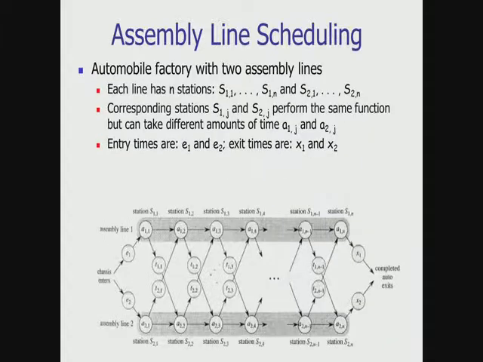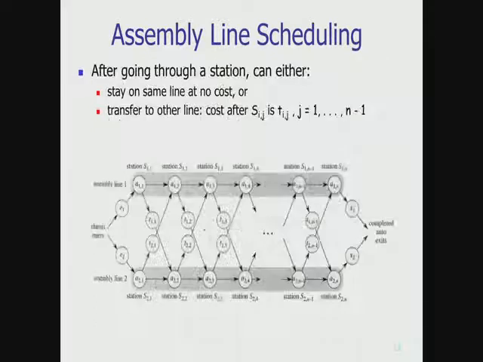One can assume that in this automobile factory a car chassis enters one of these two assembly lines and then goes through from one station to another and exits with a completed vehicle. Along the way, a car can stay on the same line by going to the next station in the line, and it does not pay any cost in terms of time duration, or it could transfer to the other line with a cost which is Tij units of time.